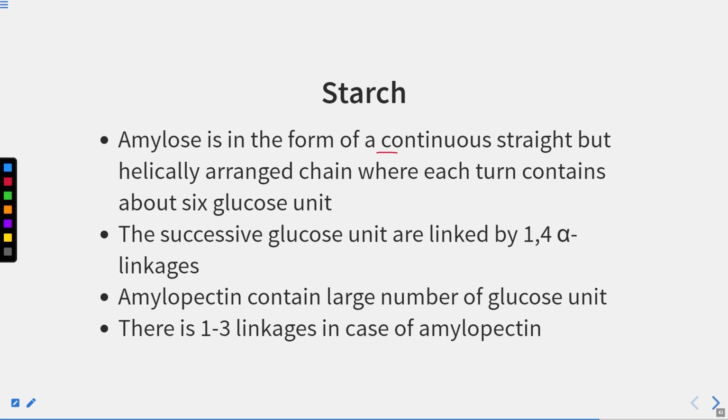Amylose is in the form of a continuous straight but helically arranged chain, where each turn contains about 6 glucose units, and the successive glucose units are linked by 1,4 alpha linkages. Whereas amylopectin contains a large number of glucose units, and this is a 1,3 linkage in the case of amylopectin.